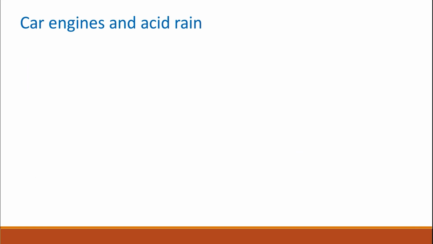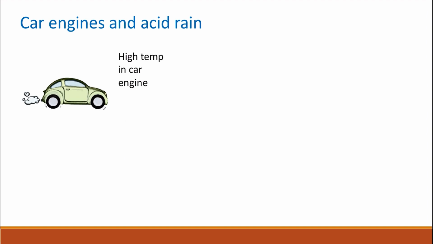Hydrocarbons and alkanes are used as fuel. However, there are many problems with using hydrocarbons as a source of fuel in car engines. You have probably heard of acid rain. So how is acid rain produced? The car engine has a very high temperature, and this leads to a reaction between nitrogen and oxygen from the air, which will produce nitrogen oxides such as NO and nitrogen dioxide, NO2.